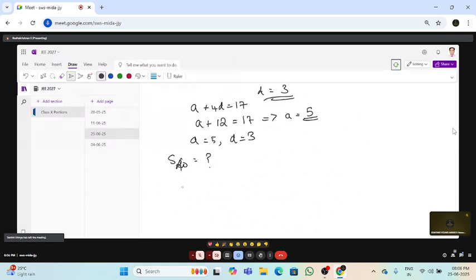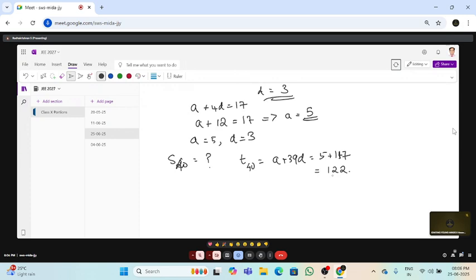For that, we have to determine T40, right? T40 is A plus 39D, which is 5 plus 3 into 39, 117. 3 into 40 is 120. So 3 into 39 is 117. So this will be 122.